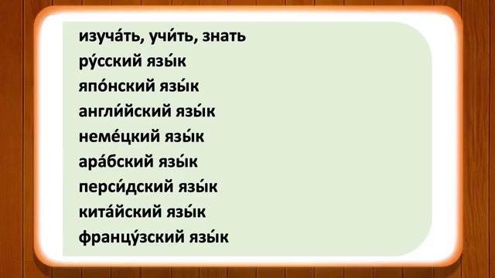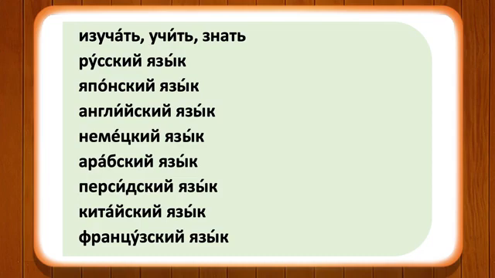Русский язык is Russian language. Японский язык is Japanese language. Английский язык is English language. Немецкий язык is German language. Арабский язык is Arabic language. Персидский язык is Persian language. Китайский язык is Chinese language. And the last one, французский язык is French language. I will repeat it again.